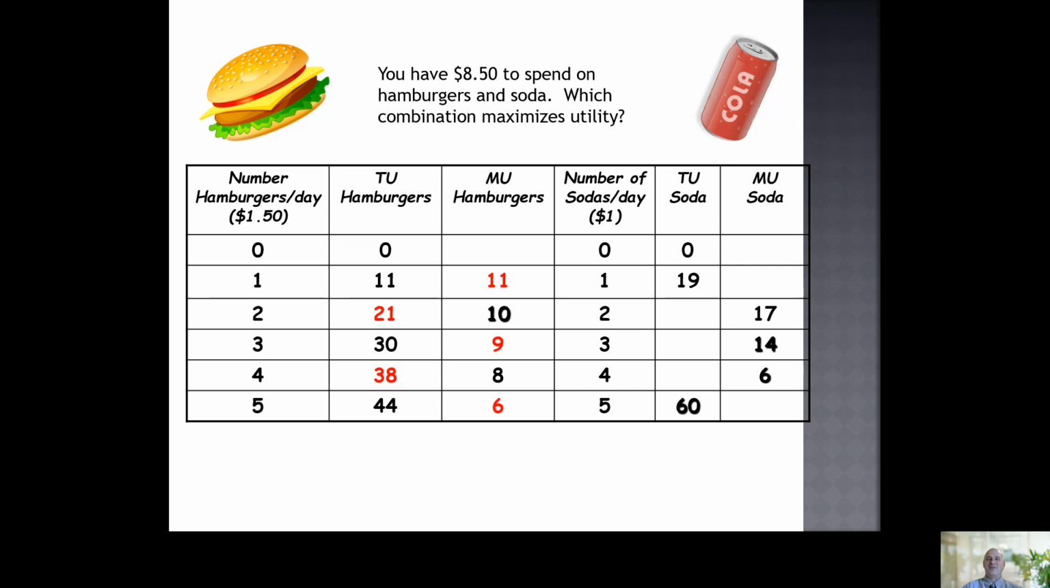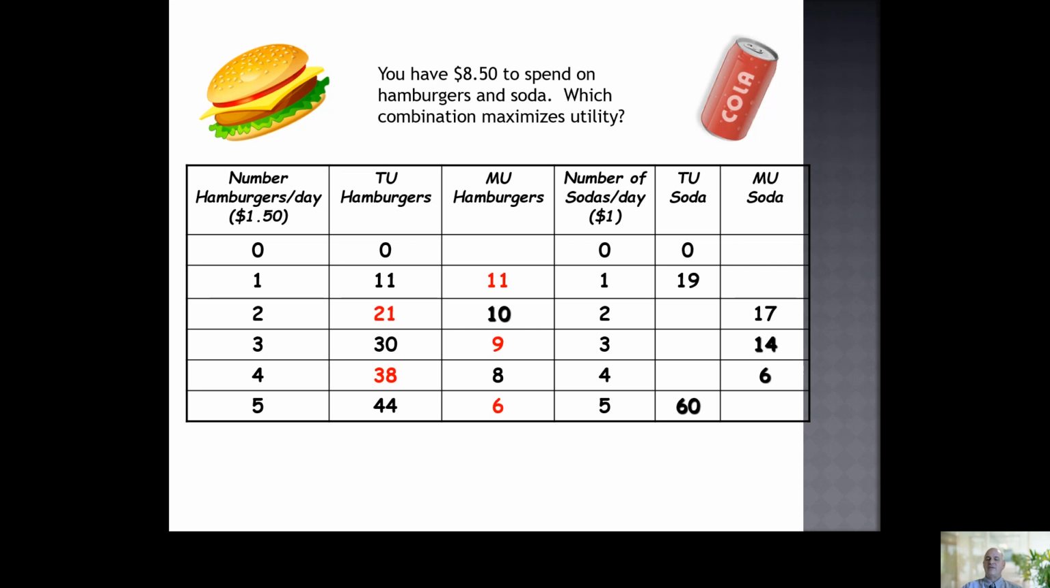Like, yeah, this is great. Love this place. I get 3 hamburgers. But remember, you only eat hamburgers one at a time. The first one gave you 11 units of satisfaction. The second one gave you 10 units of satisfaction. And the third one only gave you 9 units of satisfaction. Eventually, you're getting less and less satisfaction the more hamburgers you consume.